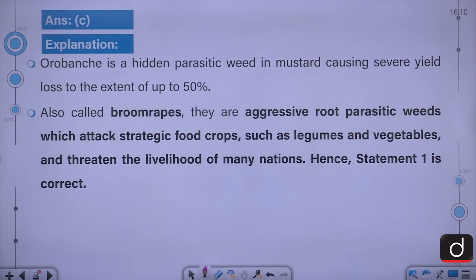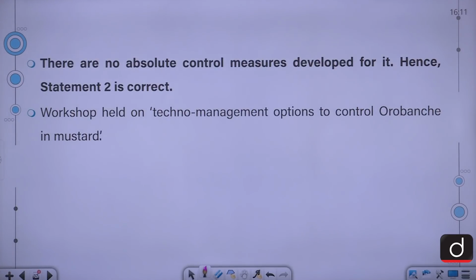So Orobanche is a hidden parasitic weed in mustard causing severe yield loss to the extent of up to 50%, also called broom rapes. They are aggressive root parasitic weeds which attack strategic food crops such as legumes and vegetables and threaten the livelihood of many nations, and there are no absolute control measures developed for it. A workshop was held on techno-management options to control Orobanche in mustard.